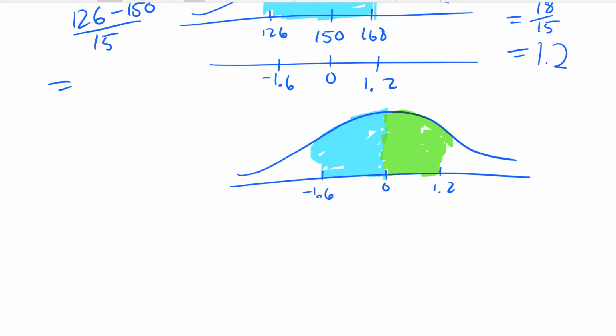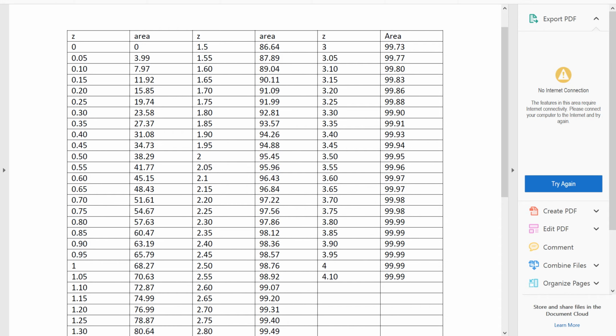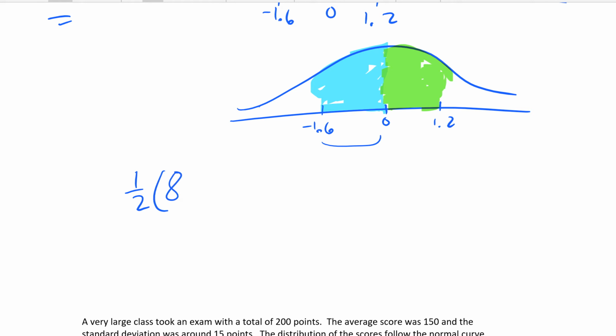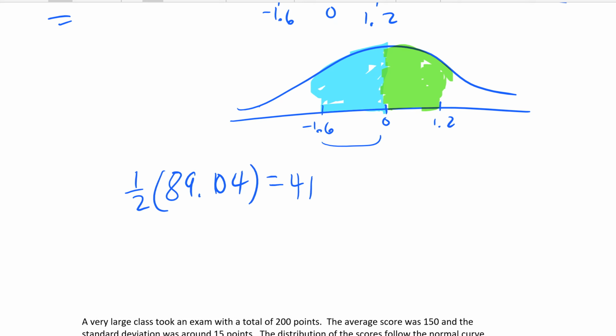To find the area from negative 1.6 to 0, we do half the area from negative 1.6 to 1.6. To figure that out, we look at the table. The area of the normal curve from negative 1.6 to 1.6 is 89.04. 89.04 times 1/2 is 44.52. That's the area in blue.